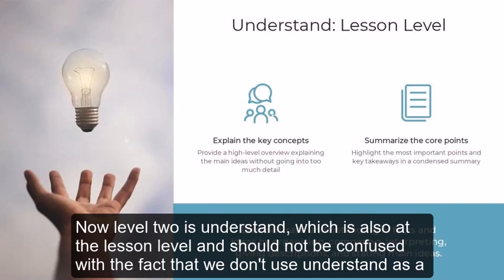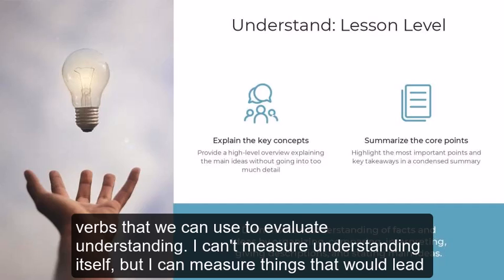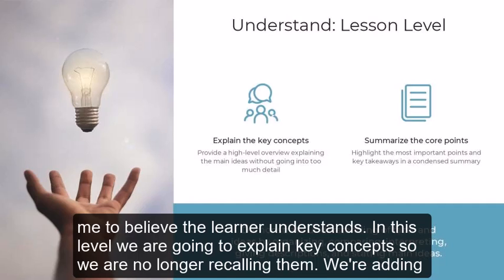Now level 2 is understand, which is also at the lesson level and should not be confused with the fact that we don't use understand as a measurable verb. The reason we don't use understand as a measurable verb is because understanding is defined by a list of possible verbs that we can use to evaluate understanding. I can't measure understanding itself, but I can measure things that would lead me to believe the learner understands.